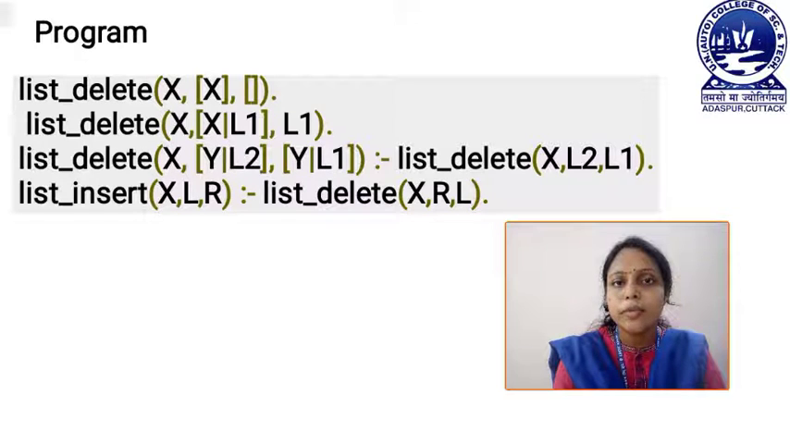So after deletion of this element X, the resultant list, that is L1, contains the head of this list and the rest of the tail elements excluding the X element. Now look into the list insert predicate. In list insert, we insert the X element into our list L, which produces the resultant list, that is R. Here we take list delete. That means when we delete the X element from the list R, it produces the list L.